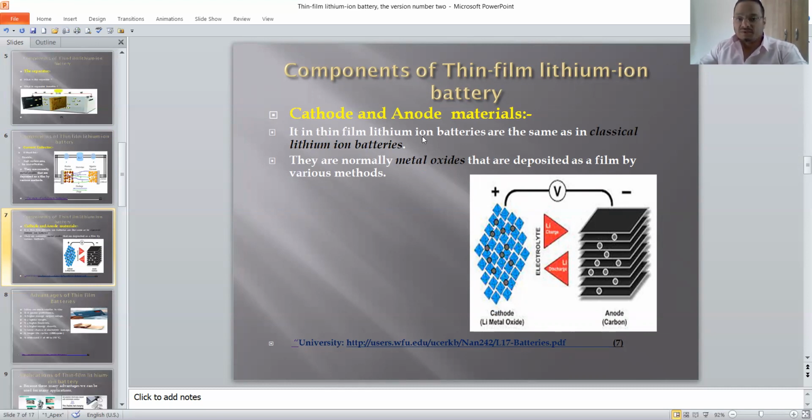In thin film lithium-ion batteries, these are the same as in classical lithium-ion batteries. That means in this component we don't have any difference from other kinds of battery. It is the same; the one big important difference is the electrolyte.